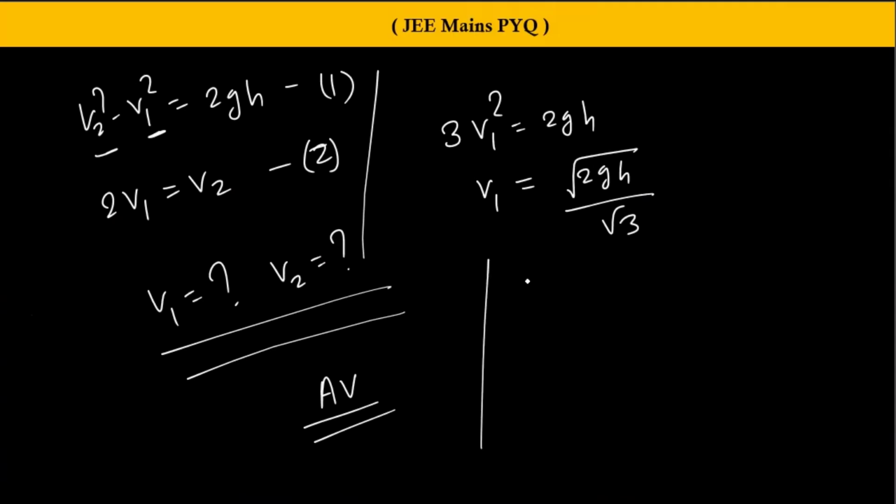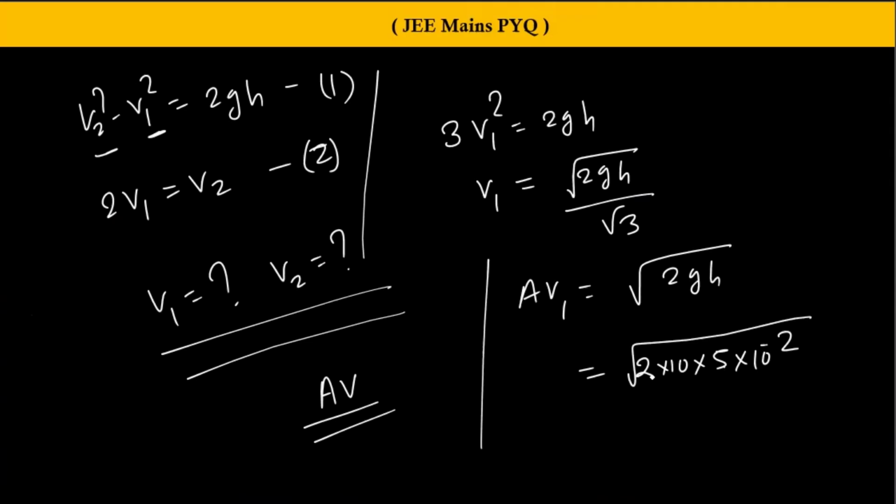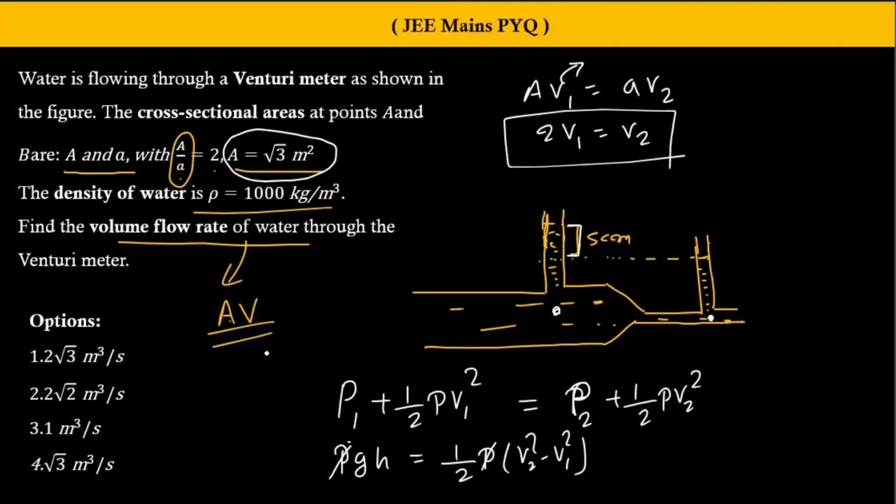Okay. And volume flow rate will be equal to AV1. A is root 3. So that is nothing but 2GH root under. Okay. So 2 into 10 into H कितना था तुम्हारा 5 centimeter, I guess. So 5 into 10 to the power minus 2. So this is 5 into 2, 10. 10 into 10, 100. 100 into 10 to the power minus 2. That will become 1. So this is 1. So 1 unit will be your answer. Okay. तो दिस वाज दिस थिंग.